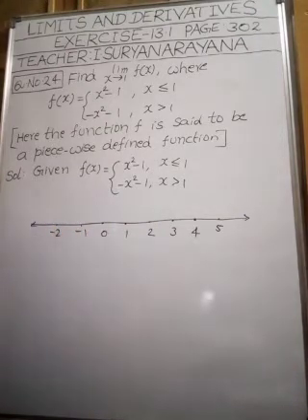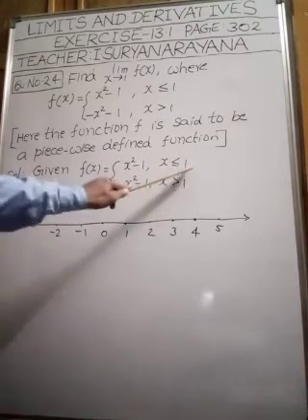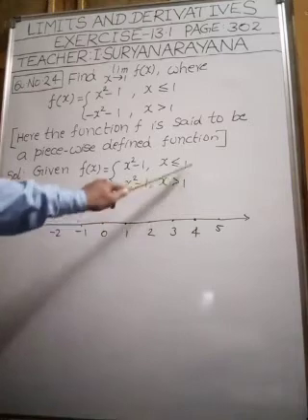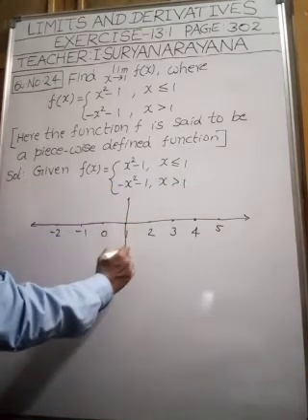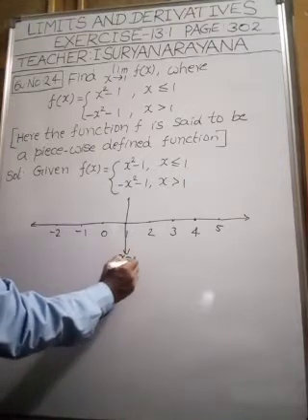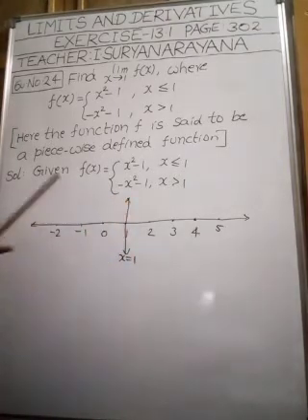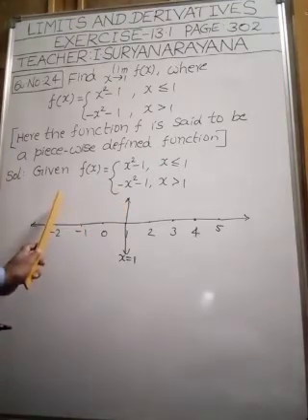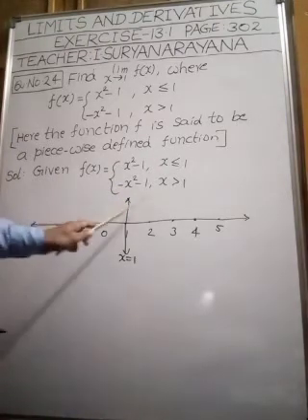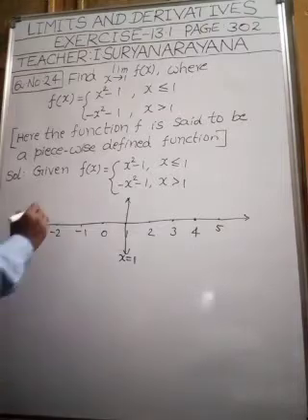So on this number line, at which point is the function f defined in two different ways? At x equal to 1. Understood this point, my children? At x equal to 1, the function is defined in two different ways. The left side is defined one way and the right side is defined another way.